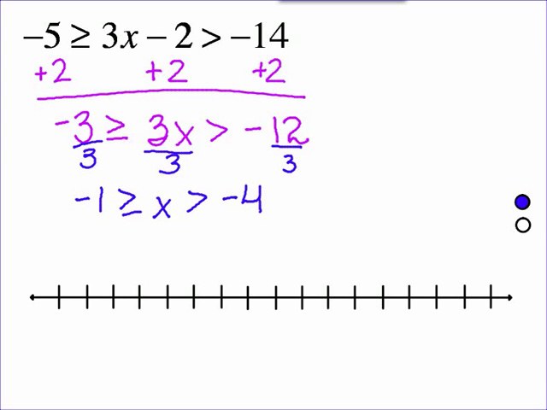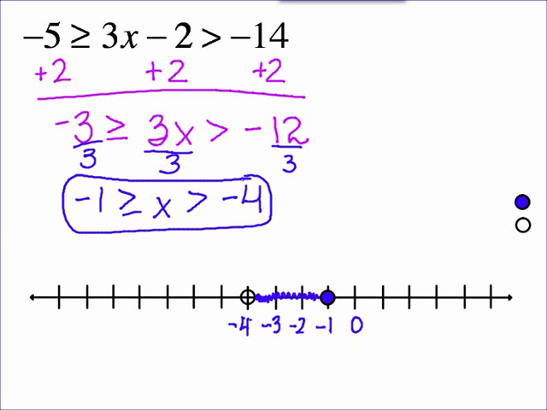Now I'm going to go ahead and label my number line. What do I do to graph this? On -1, there's a closed circle. On -4, there's an open circle. And I'm going to shade in between them. Good, and that is your solution set. So once again, the things I'm looking for are this, and then the number line. Any questions on those? Think you can handle that so far?